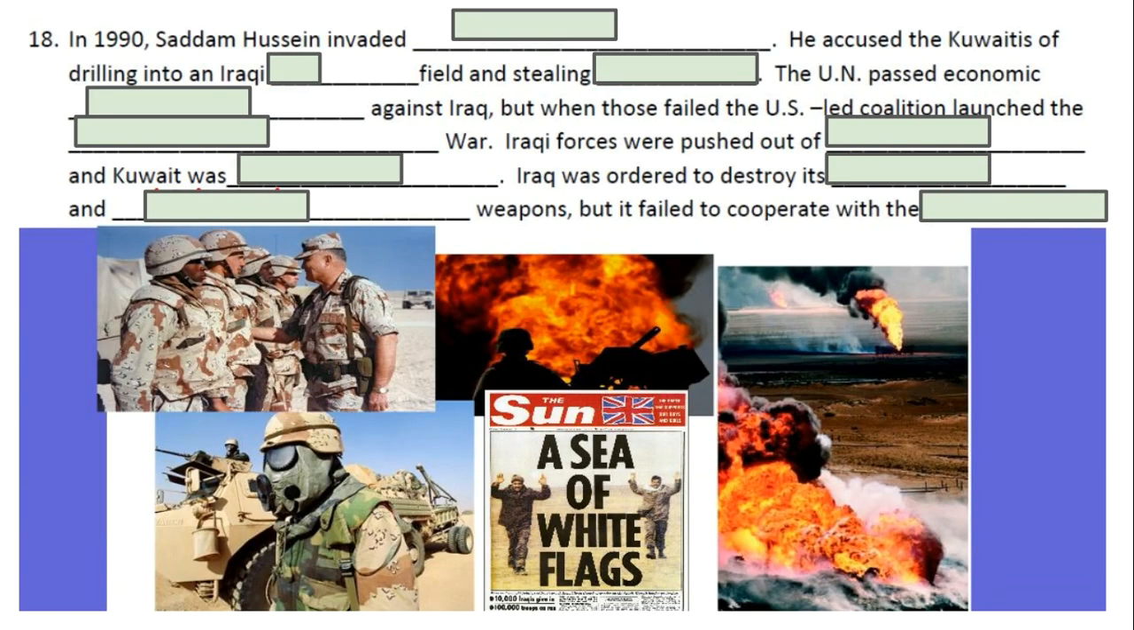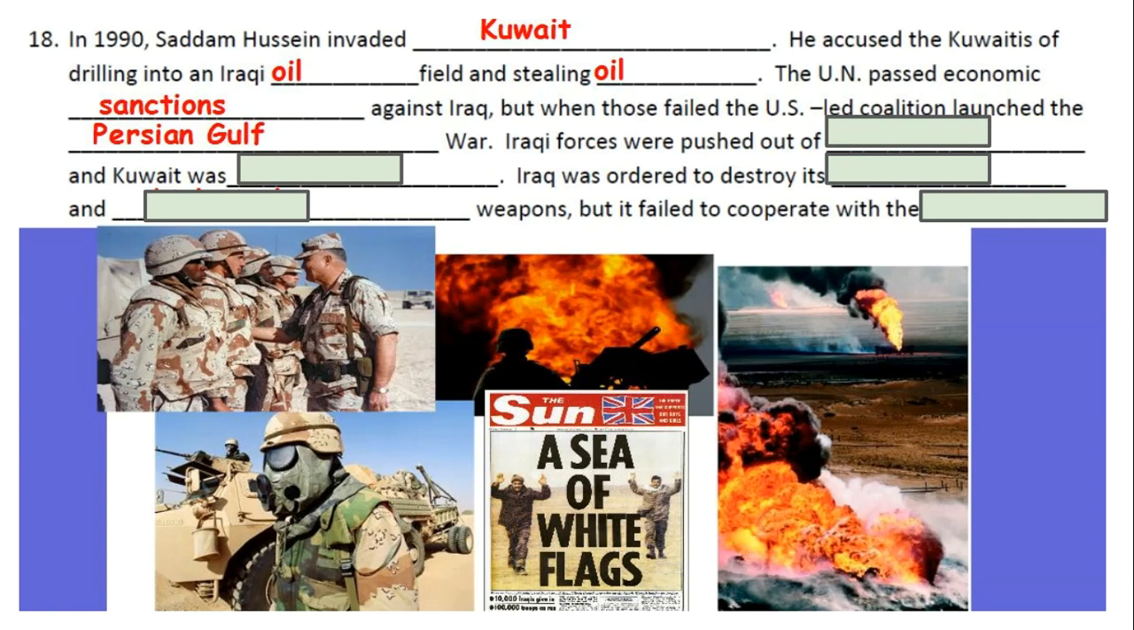In 1990, as we mentioned before, Saddam Hussein invaded the nation of Kuwait. He accused the Kuwaitis of drilling into Iraqi oil fields and stealing what would have been Iraqi oil. The United Nations, or the UN, passed economic sanctions against Iraq, but when those failed, the United States led a coalition and launched what became known as the Persian Gulf War. Iraqi forces were pushed out of Kuwait, and Kuwait was eventually liberated. And this all happened in the early part of 1991, roughly February.